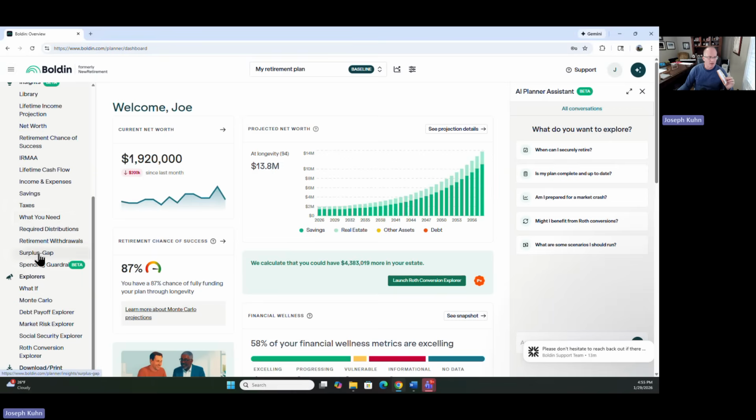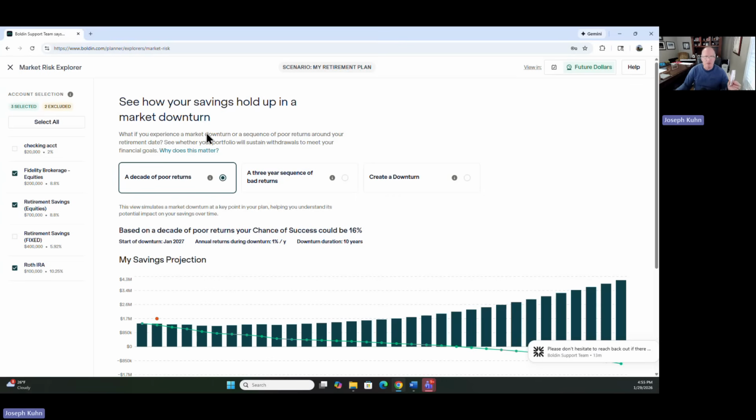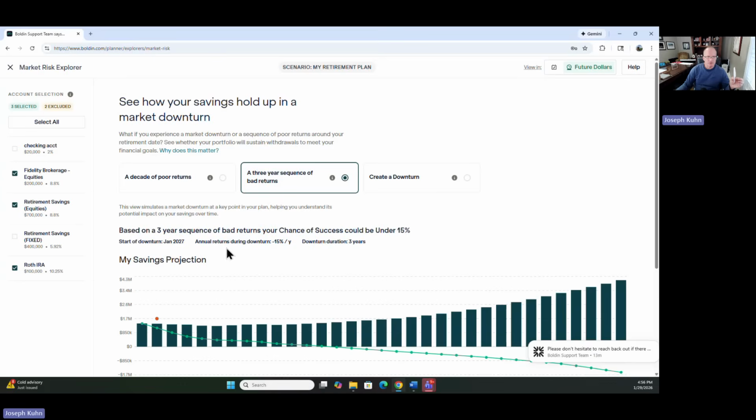Another thing that I want to highlight is Market Risk Explorer. This is a newer feature. This has only been around a little while now. But hey, a decade of poor returns. Click on that. It's got 10 years of annual returns of 1%. It's just been like a lost decade. Well, probability of success is pretty low based on I don't know what other assumptions I've got in here. I haven't looked at this, but 3 years of bad returns. Okay. Probability is pretty low.